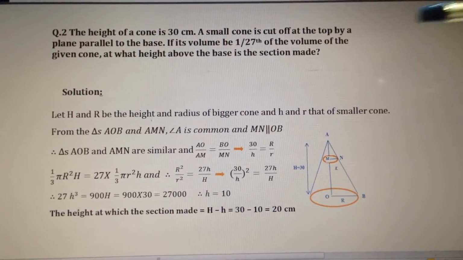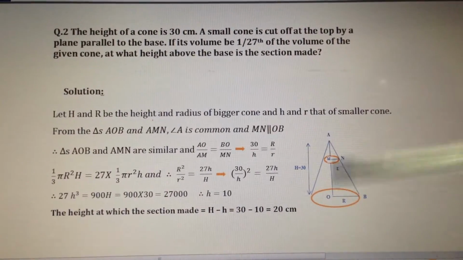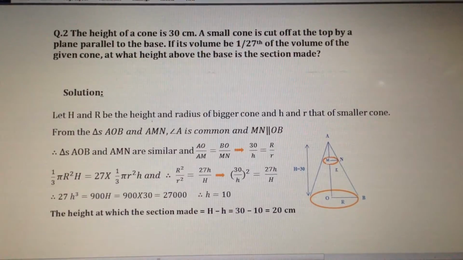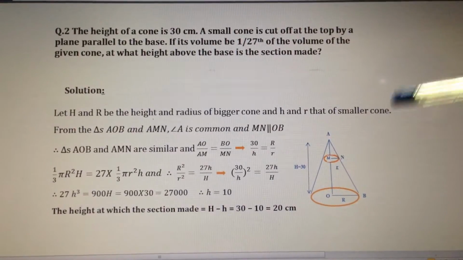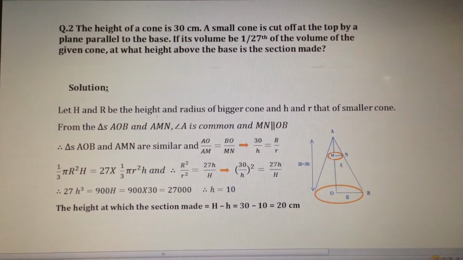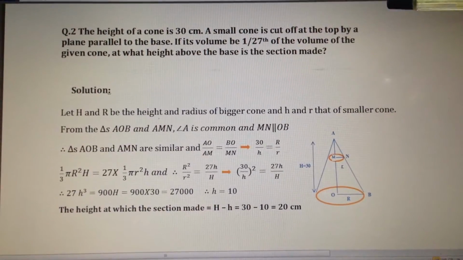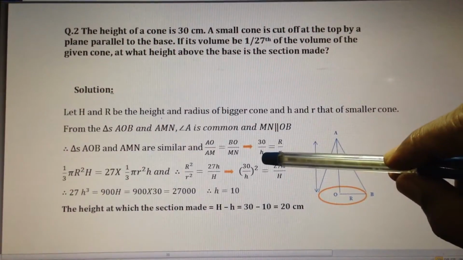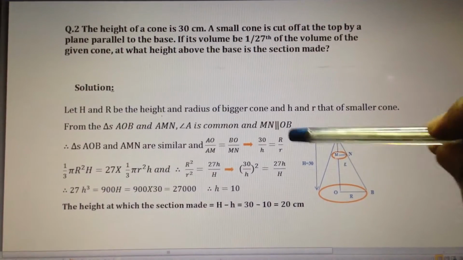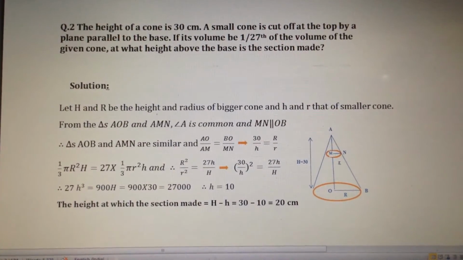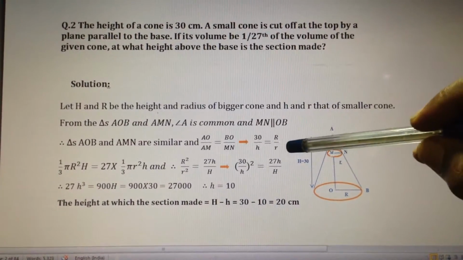So, AO by AM is equal to BO by MN. We know the value of AO, which is 30 centimeters. 30 by h is equal to R by r. Let us take it as equation number 1.